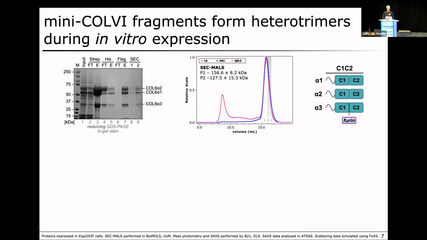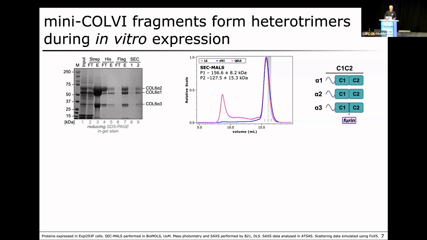So then to be sure of that, we did SEC-MALS analysis, and this gave us 2 peaks, which near perfectly correlate to what you would expect to a heterotrimer with or without this C2 domain. So we see that we have both species in there, and we can't really separate them, but we are reasonably confident based on the mass that it is a 1, 2, 3 trimer.